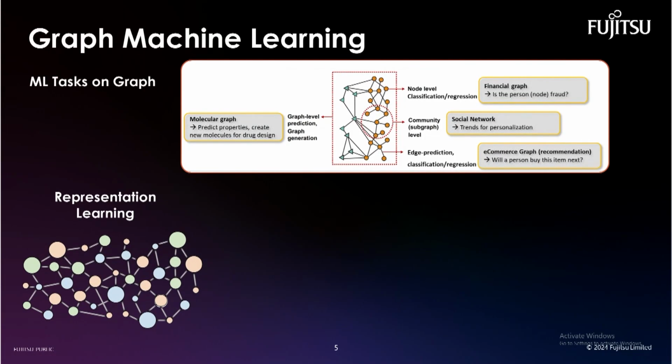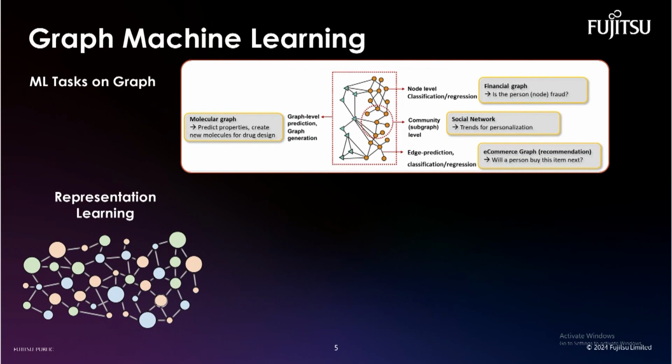So what is graph machine learning? One can think about classical machine learning. You want to do some classification or a regression, right? The same happens even on the graph, but you are now doing it at the node level. So you can ask questions, for example, on a financial graph: is a person fraud? And it becomes a classification problem.